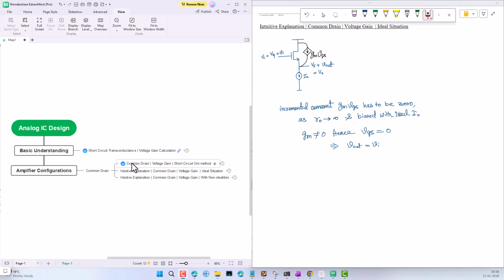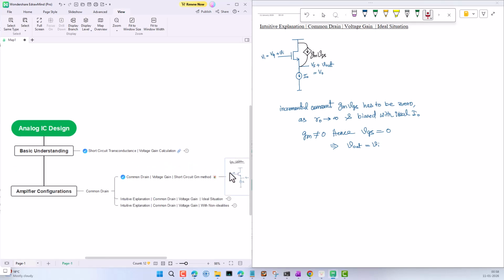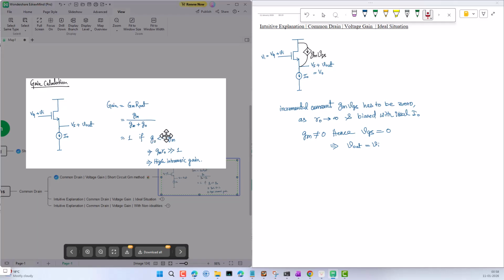We already saw in common drain the voltage gain is approximately equal to 1 when we consider the ideal situation, like our output impedance is very high or g naught is very low. Now it is very good to know why exactly, when this situation arises, the voltage gain is 1. Intuitively, we need to see whether we are able to answer it or not.